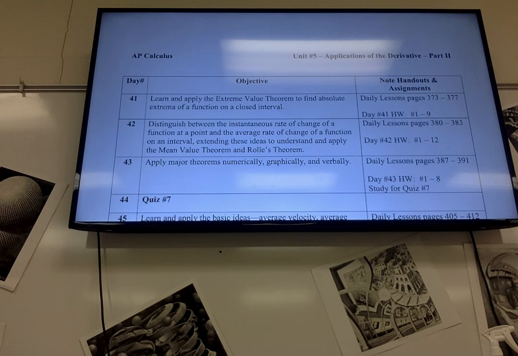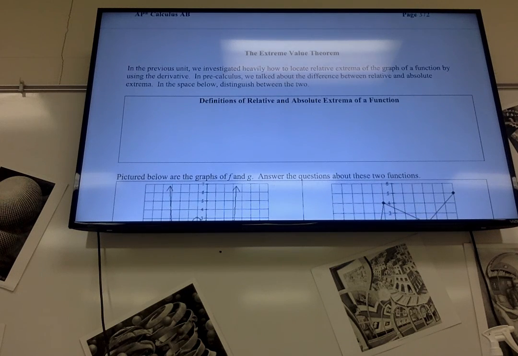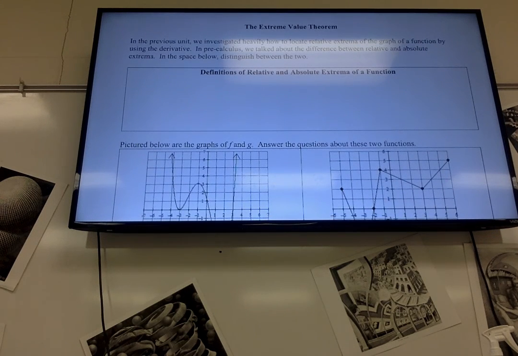So today we're going to go over the extreme value theorem and talk about absolute extrema. It'll be probably today and maybe, well, we're not going to finish it today, I'll put it that way. So here we go, the extreme value theorem.